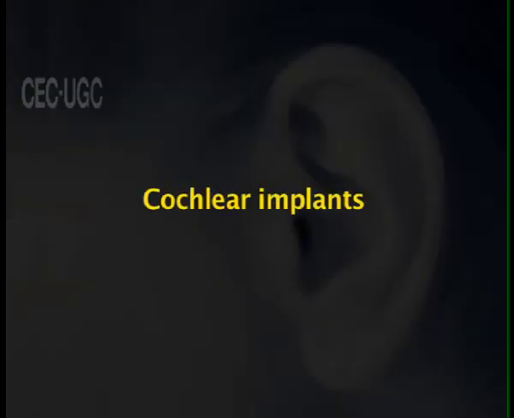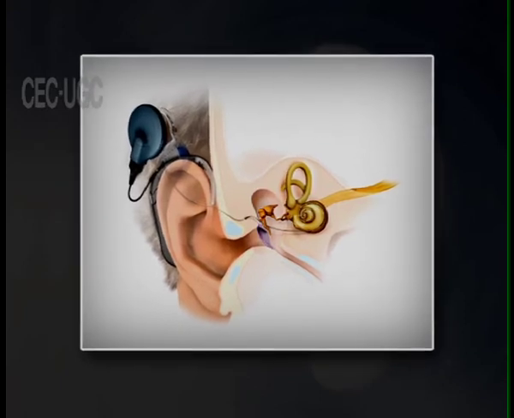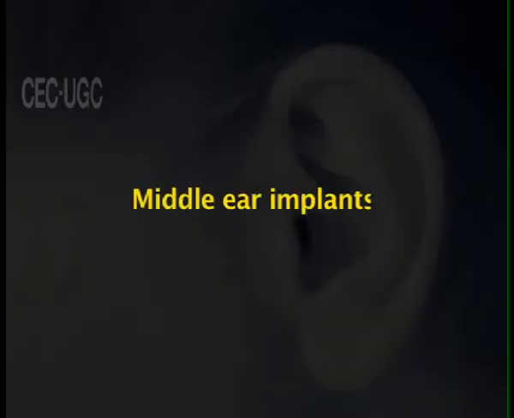Cochlear implants. They are electronic devices that create a sensation of sound by directly stimulating the hearing nerves in the inner ear. It doesn't amplify what your ear is hearing, but instead directly stimulates the auditory nerve, which sends the signal straight to your brain. Middle ear implants.